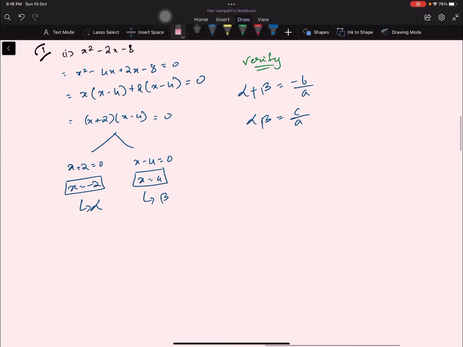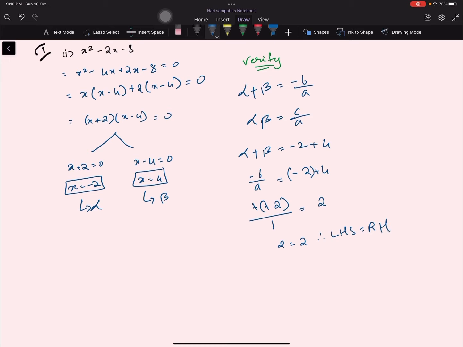So let's see. First, let's do alpha plus beta, that is minus 2 plus 4. So minus b by a equals minus 2 plus 4. Let's substitute b and a. You get minus of minus 2, and a is just 1. So minus 2 plus 4 is 2. These minuses cancel. 2 is equal to 2. Therefore LHS equals RHS.